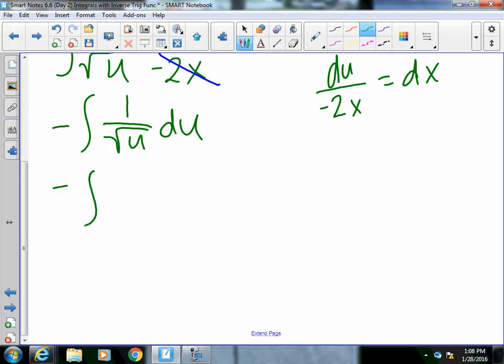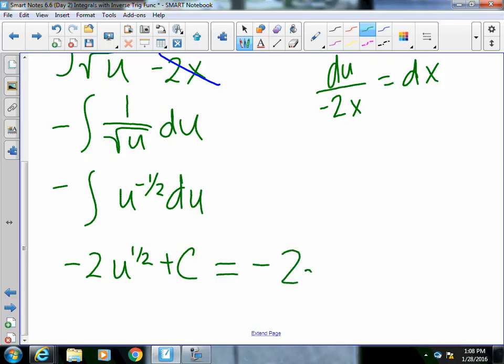1 over radical u is u to the negative 1/2. Is that something that you know how to derive? Yeah. So, let's anti-derive. Add 1, we get 1/2. Divide by the 1/2, we get 2. So negative 2 u to the 1/2 plus c, which really is negative 2 times the square root of our u, which we used was 1 minus x squared, plus c.